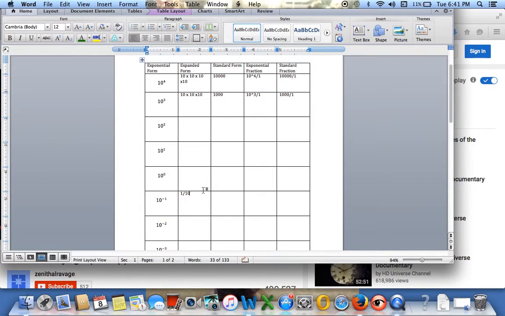What is that in standard form? Well, that's 1/10, or what I want you to put is equals 0.1. Those are the same. To do that as an exponential fraction, it's just going to be 1 divided by 10 to the first power.